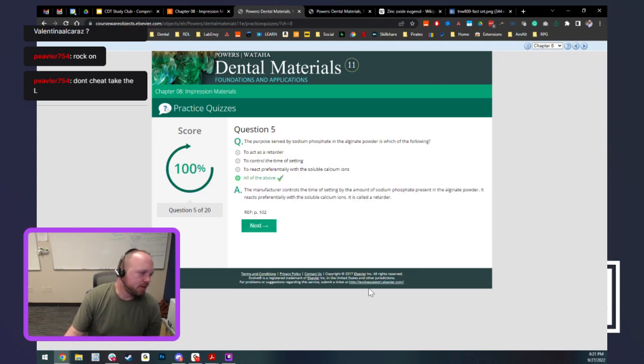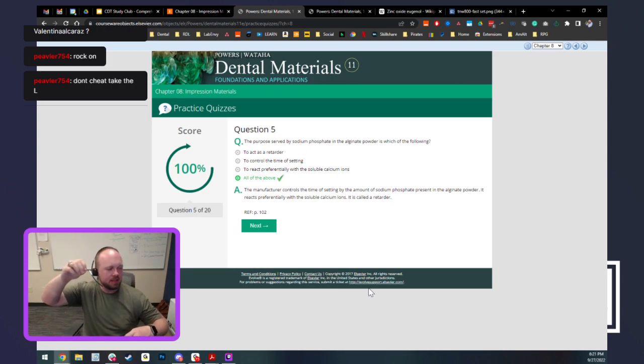Boom. The manufacturer controls the time of setting by the amount of sodium phosphate present in the alginate powder, and it reacts with soluble calcium ions, probably in the form of, what is table salt? NaCl, which is sodium chloride. Sodium chloride, soluble calcium. Nope, I'm off balance. It's not salt. Anyway, we got it right.